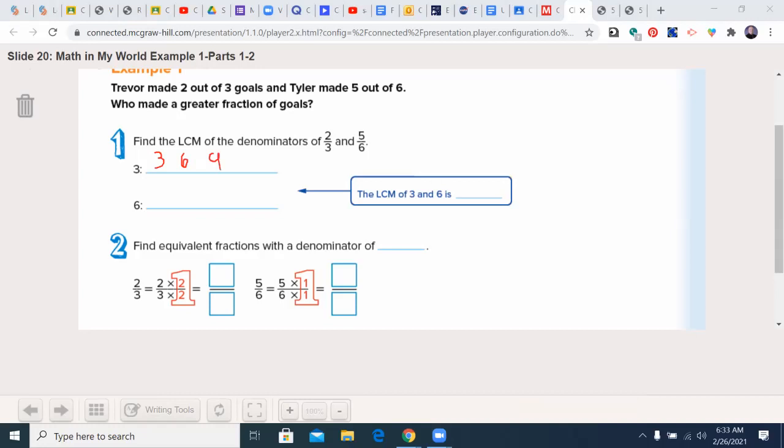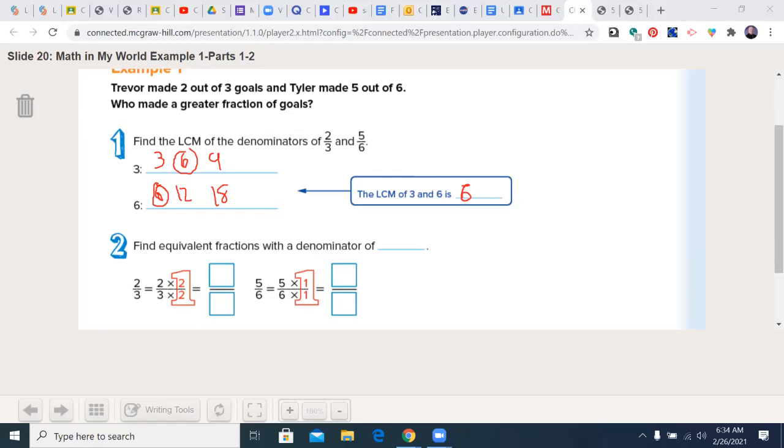Now, you could just stop when you got to 6 because you can see that this number is the same, but I wanted to model this. 6 times 1, 6 times 2, 6 times 3. And you can see that the 6 and the 6 are in both. It's the smallest number in both. In fact, the next smallest one would be 12. But we wanted the smallest one. So the least common multiple of 3 and 6 is 6.